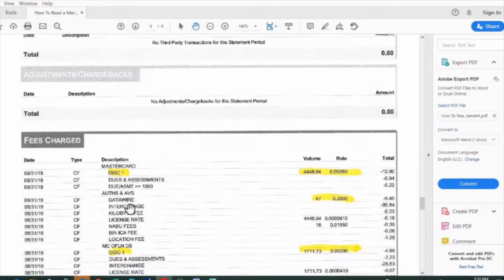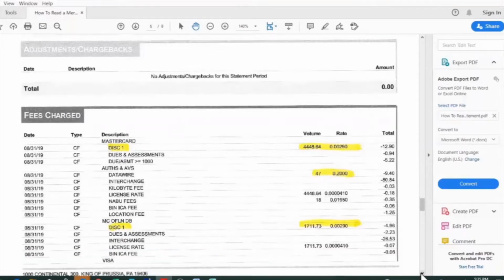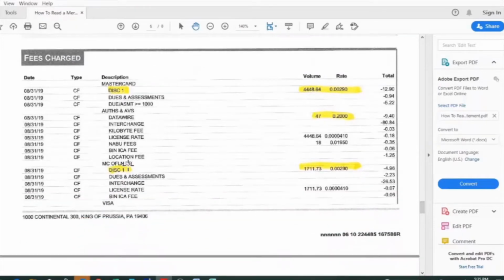Again, the extra fees, dues and assessments, and extra fees from the brand Mastercard are passed through. And then we have Mastercard offline debit. Again, there's just one rate. All the transactions are in here. And the actual interchange rate is here, but the surcharge is up here, $4.96.